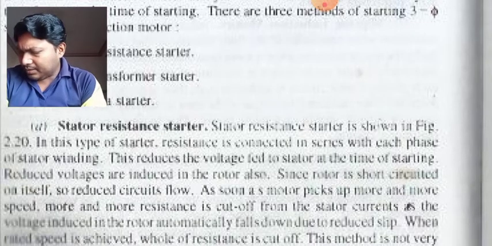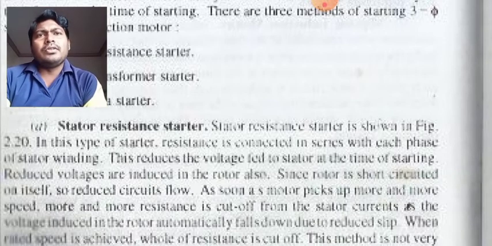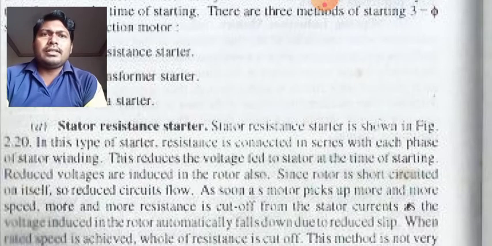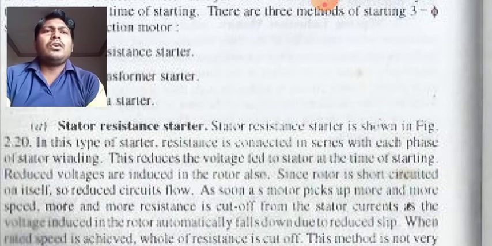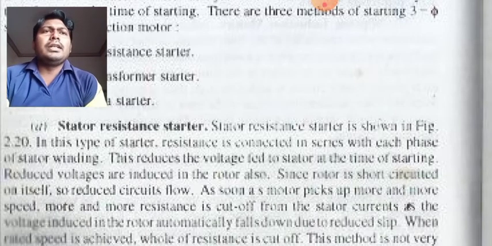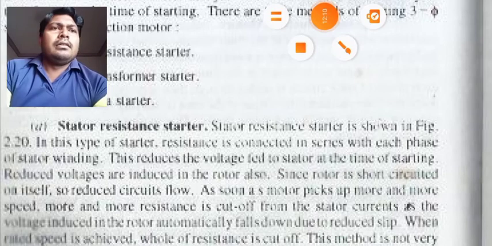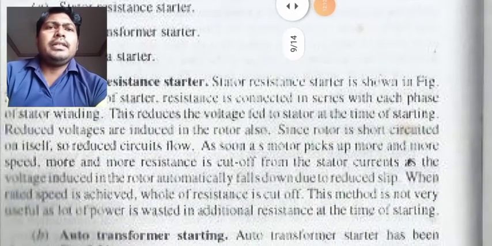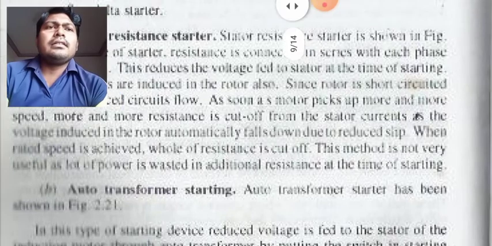So if the stator voltage is reduced, what will happen to the rotor? Rotor voltage will automatically be reduced. Since the rotor is short circuited on itself, reduced current flows. As soon as the motor picks up more and more speed, more resistance is cut off from the stator circuit, as the voltage induced in the rotor automatically falls due to reduced slip. When the rated speed is achieved, the whole of the resistance is cut off.